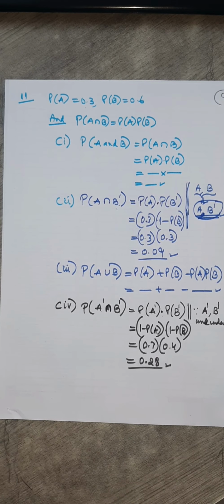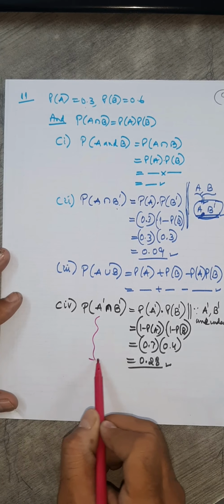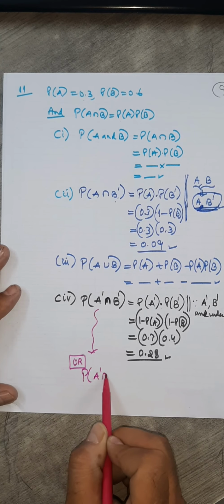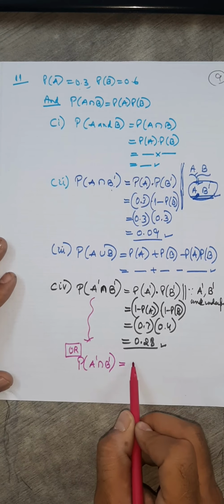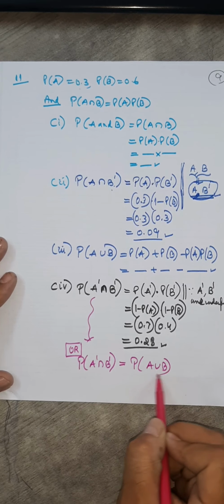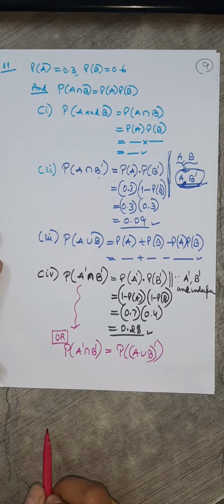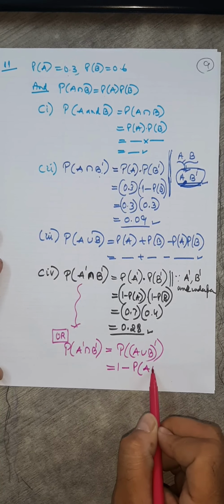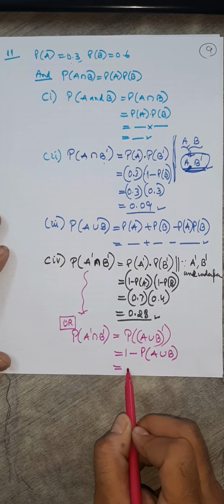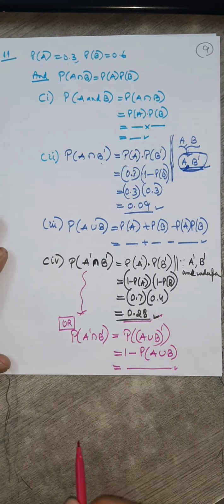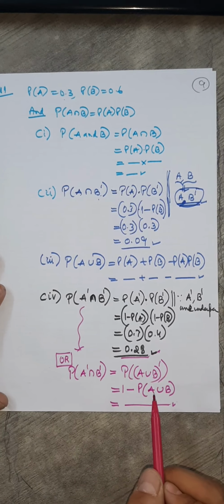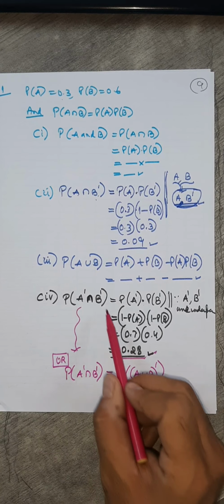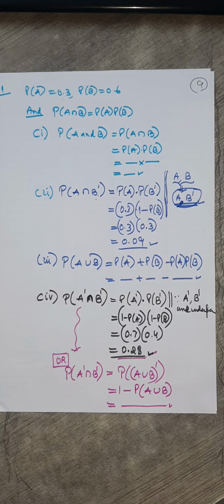With the same concept, you could have done it like this also, without using the concept of independence. A dash intersection B dash equals P of (A union B) the whole dash. In case you are not given that the events are independent, you can write this as 1 minus P of A union B and then use the addition rule. You will get the same answer. But here you can use this because you were given that the events are independent. Otherwise, this method using De Morgan's is already there when you have both complements. Fine.